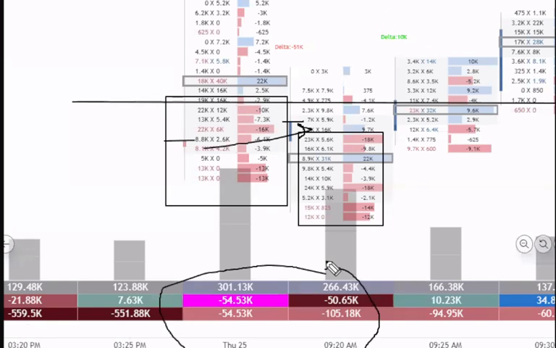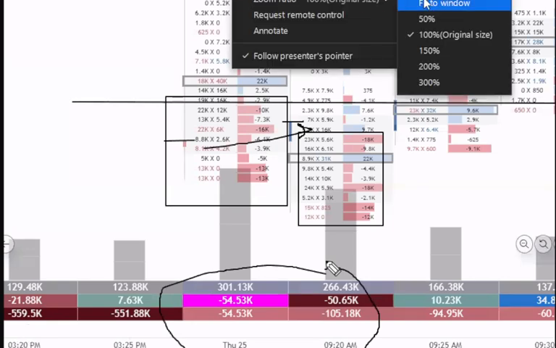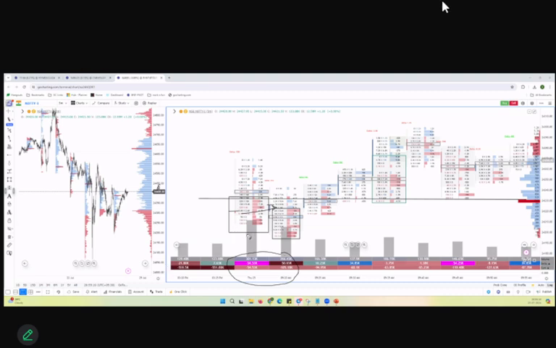That is a clear clue that all this selling has been soaked, has been absorbed by somebody. This is what we call absorption in our order flow concept. So all this selling has been absorbed by somebody. That means there are big institutional players who probably are sitting at this level and buying all the selling.